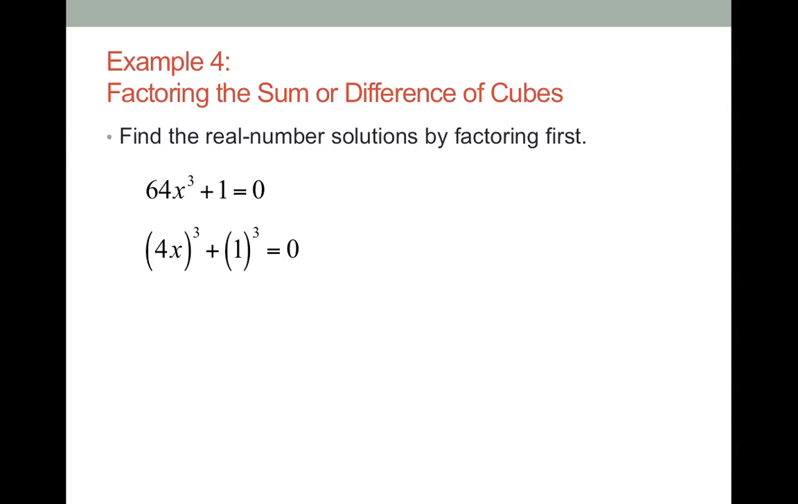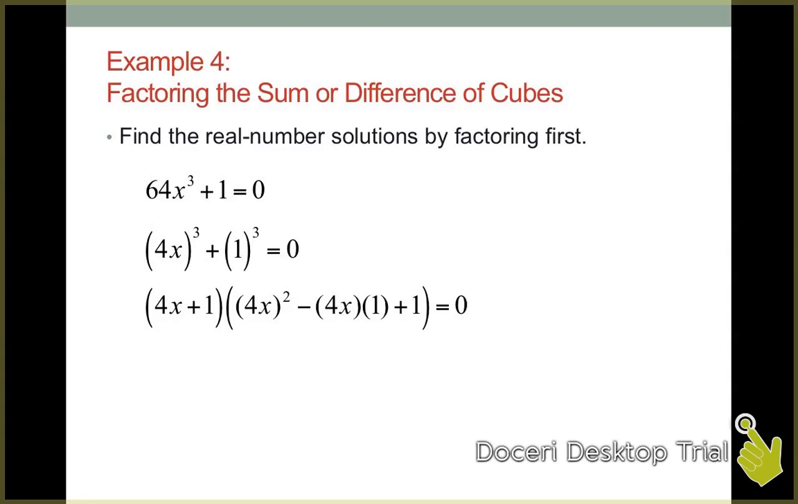So using that and using the pattern, we can set up that our binomial factor will be the 4x plus the 1, because remember we're going to keep the first sign the same. And then in our trinomial factor here, we're going to take the first term squared minus, because that's the opposite one, the first times the second term, and then always plus right here the second term squared, which is just 1.